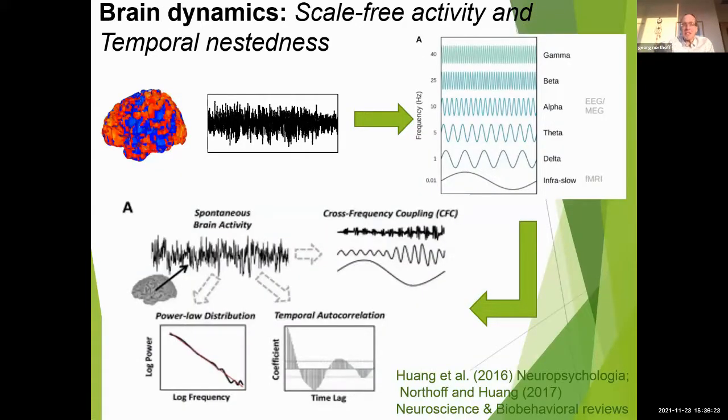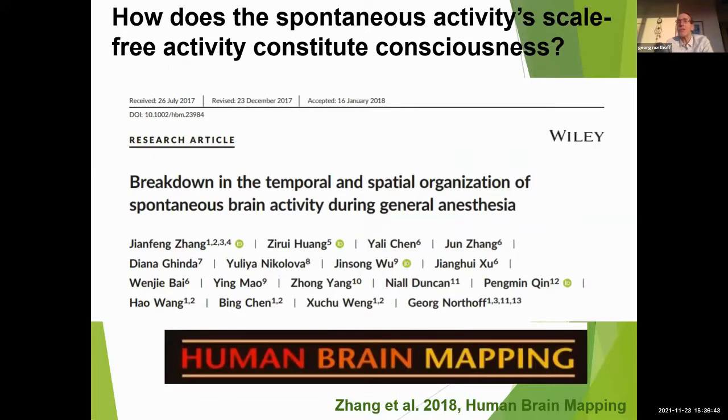So what do I mean by nestedness? I already indicated the power law exponent. Remember the scale-free activity. You have the relationship here: the frequency here, the power here, more power in the slower frequencies than in the faster frequencies. And now the question is, is that related to consciousness? That's exactly what we probed in this study. This was done by a former doctoral student of mine, Jianfeng Zhang, who's now professor in Shenzhen in China.